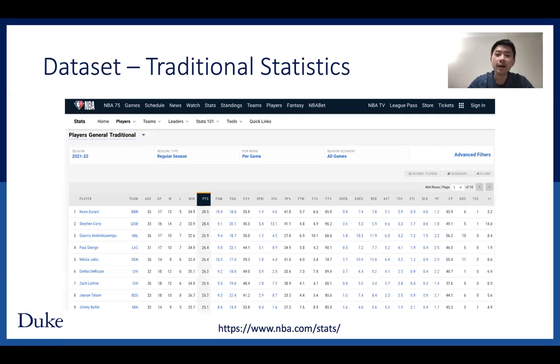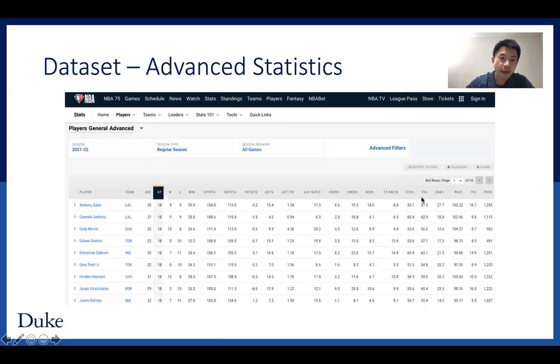This is my data set, and I will first collect the traditional statistics of players. For example, like you can see here, points per game, rebounds per game, assists per game, these kinds of traditional statistics. And the second will be the advanced statistics of players, including the offensive rating, defensive rating, and net rating. You can consider that these advanced statistics are calculated from the traditional statistics, and they aim to provide a different point of view of evaluating players.